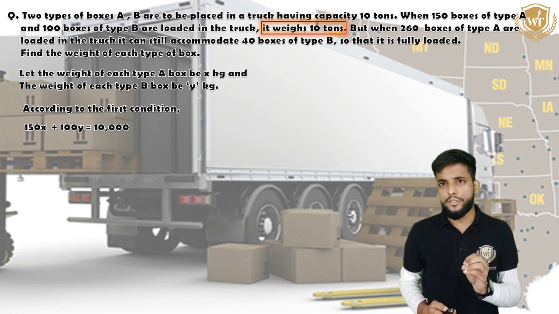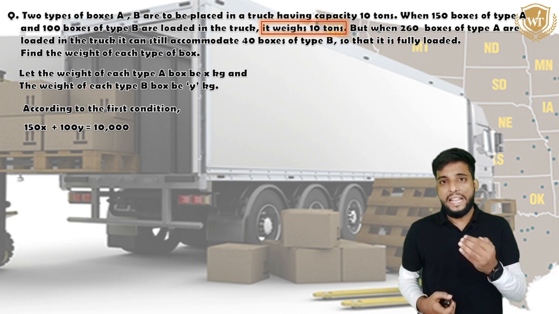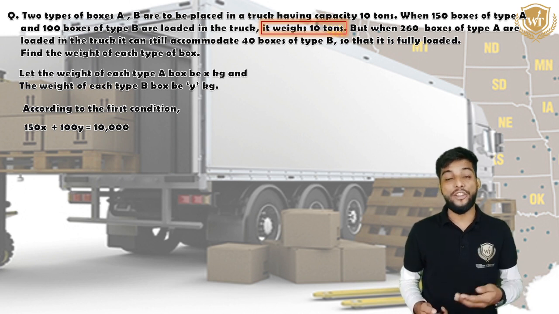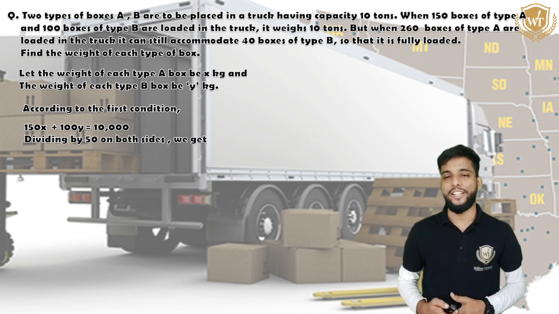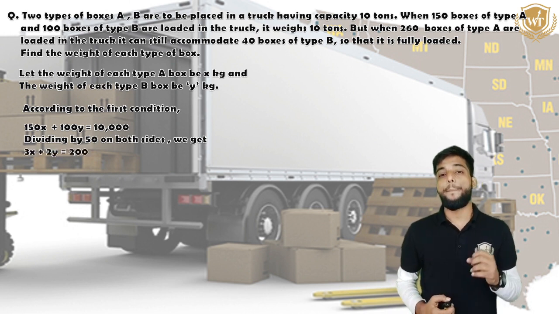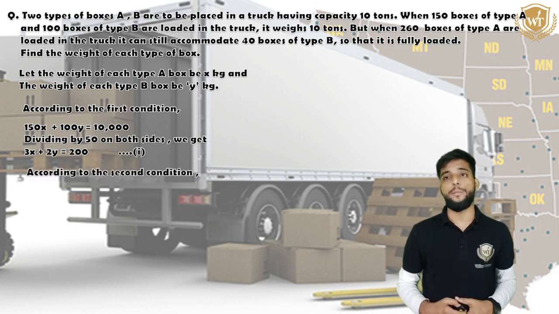Now if you observe, each and every coefficient and also the constant term can be divided by 50. We can reduce them. Let us divide the entire equation by 50. So we'll have 3x plus 2y equals to 200, which is our equation number 1.